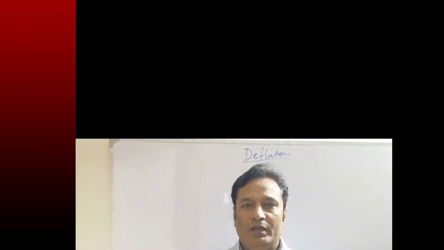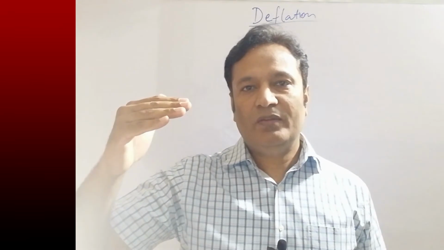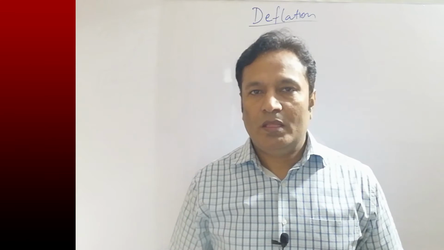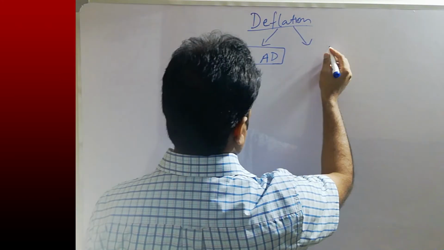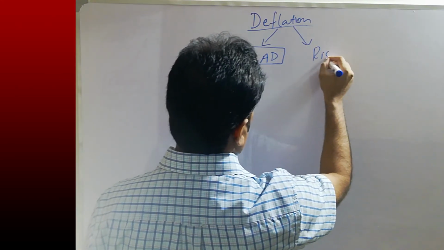Now coming to the definition of deflation. Deflation is opposite to inflation. In inflation, general price level increases, and in deflation, general price level falls. So a continuous or persistent fall in general price level is known as deflation. And there are two causes of deflation. Number one is fall in aggregate demand, and number two is rise in aggregate supply.